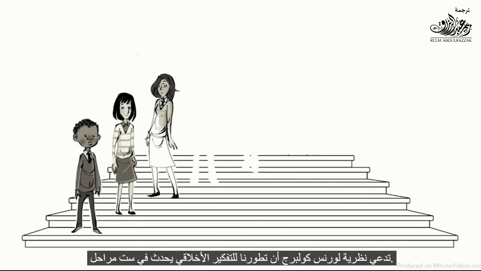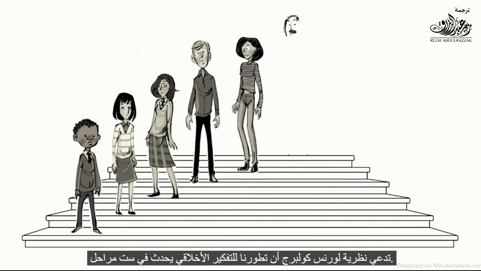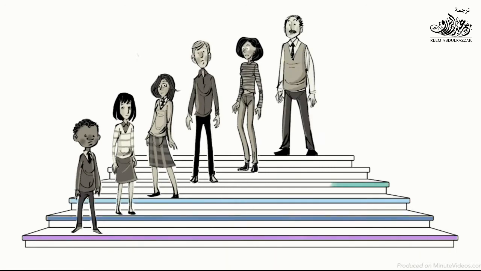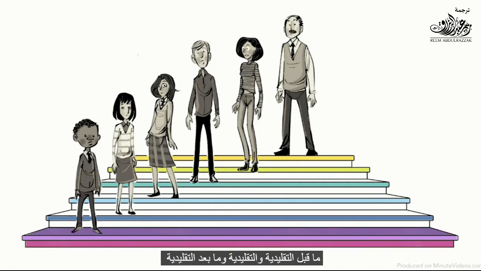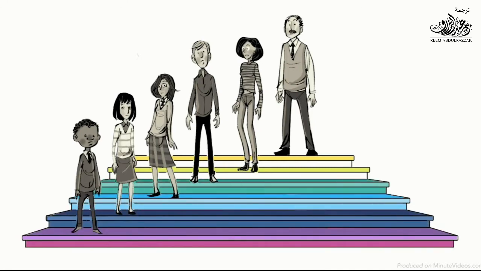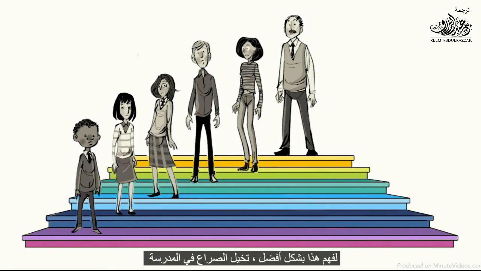Lawrence Kohlberg's theory claims that our development of moral reasoning happens in 6 stages. The stages themselves are structured in 3 levels: pre-conventional, conventional, and post-conventional. To understand this better, imagine a conflict at school.